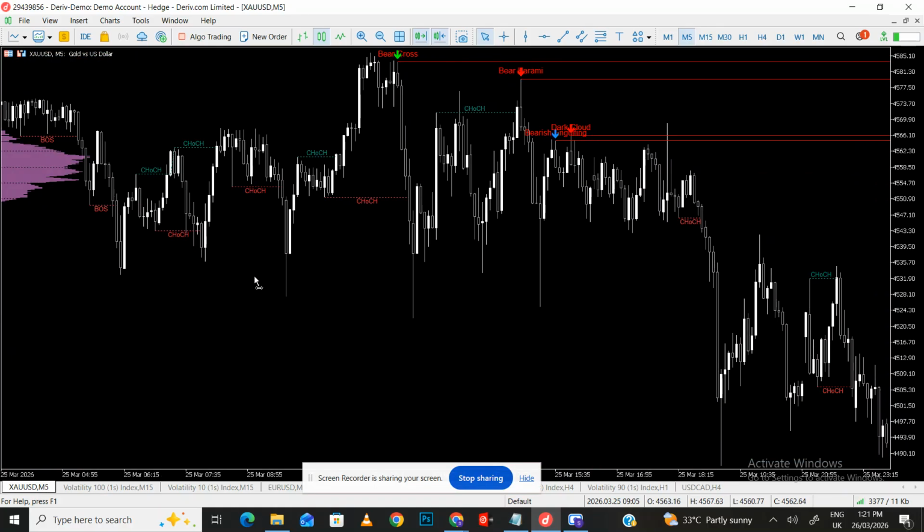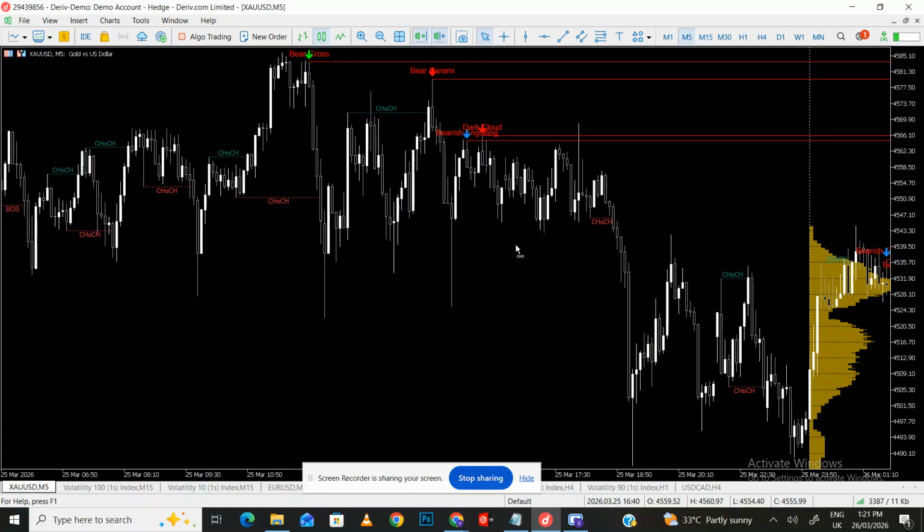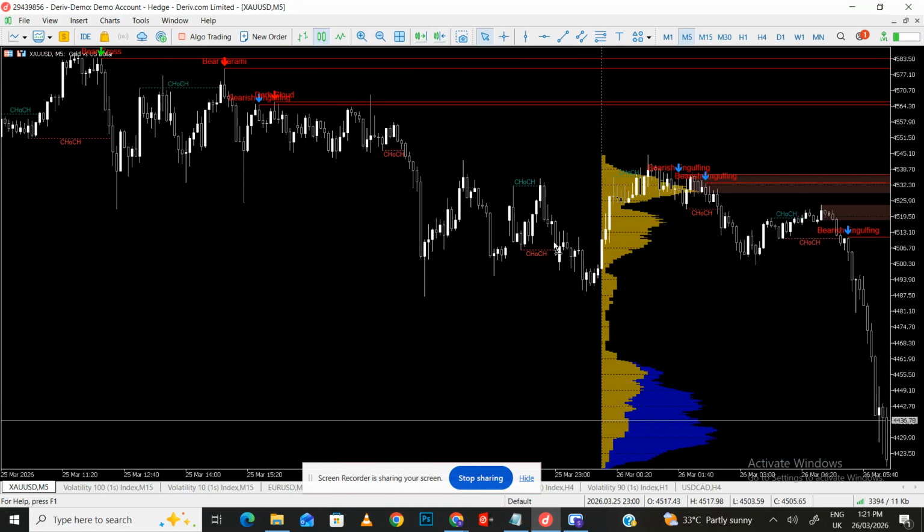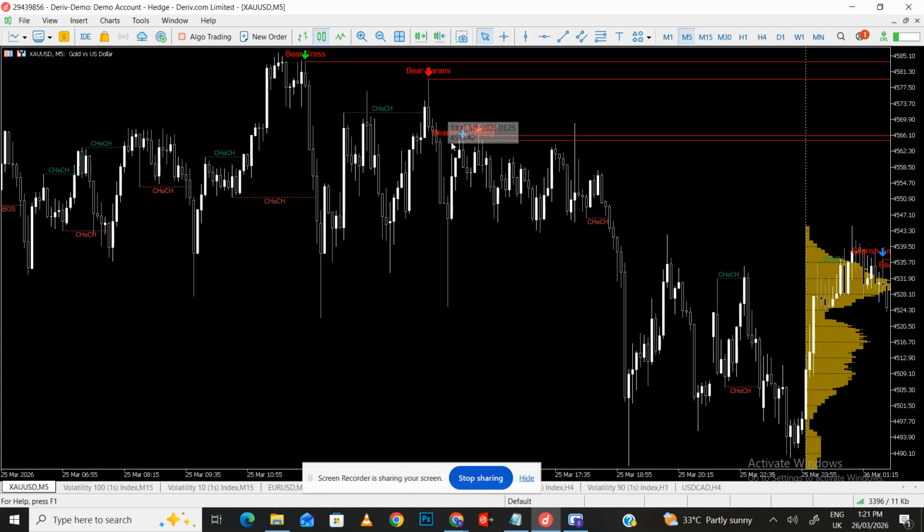Okay, this is a dark cloud right here. Can you see the dark cloud? This one, dark cloud right here. And you put your pending order here, put your stop loss at the back. Price came back here and went straight down. So let me show you.